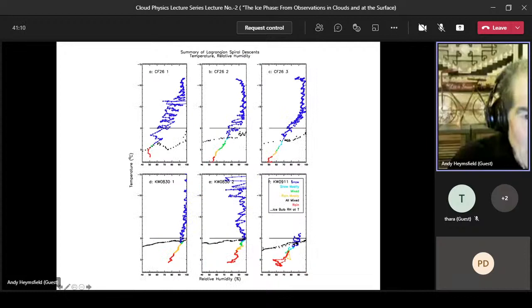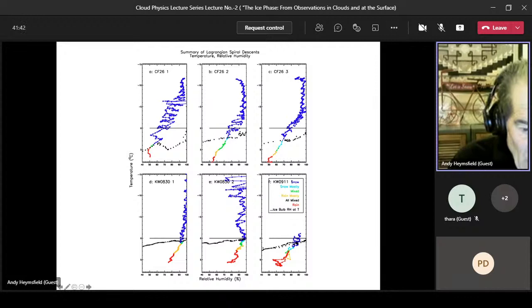So this is a summary of all the cases we did. And again, this is temperature, this is relative humidity. This was a very dry case. And you see here the snow persisting, another dry case, and a third one. Whereas these three were moist. And you see how different they are. So it clearly shows it here.